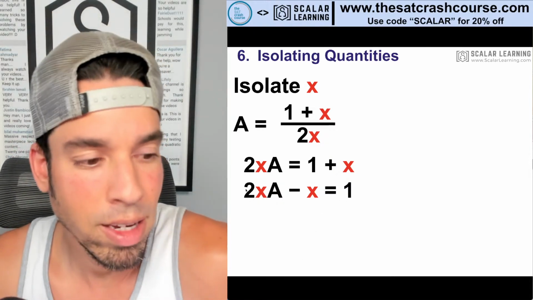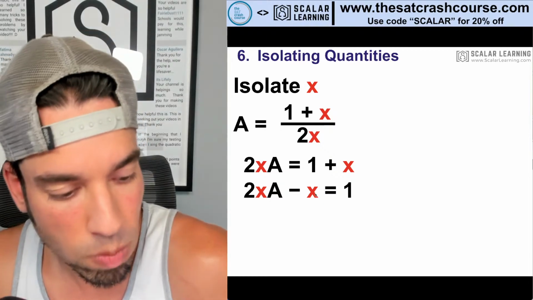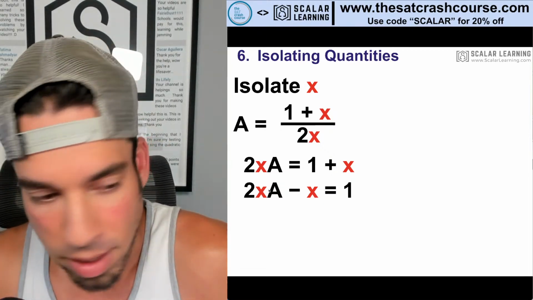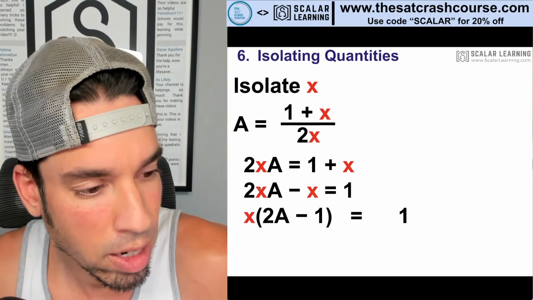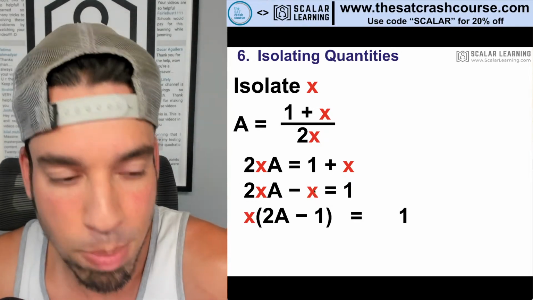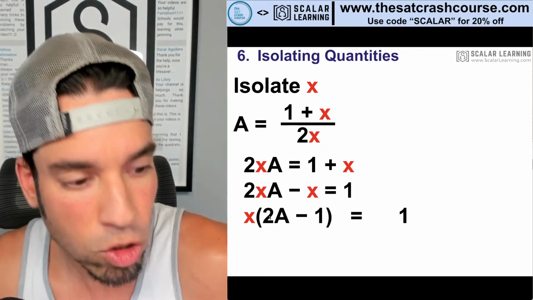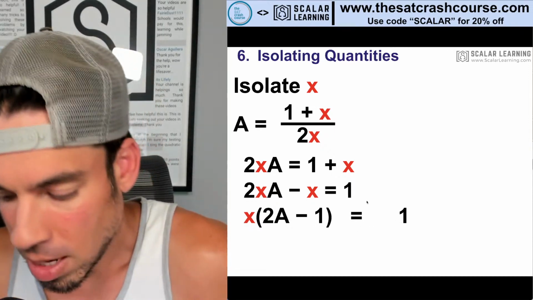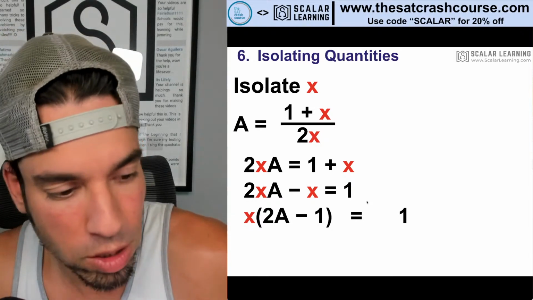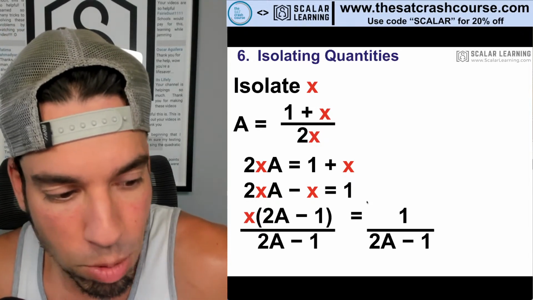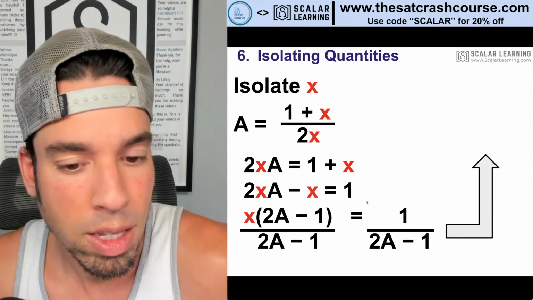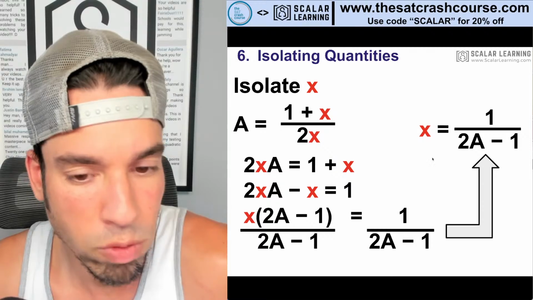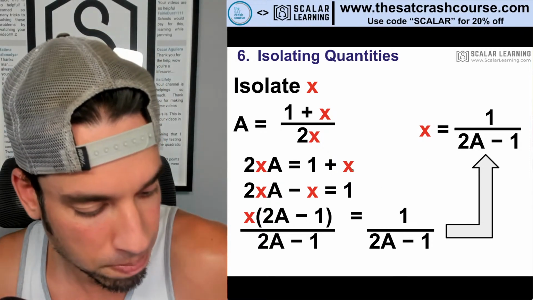So you might be like, well, I can't combine these, so I'm stuck anyway. That's true. But what you can do is you can factor. Okay? So I can factor out an x, and I've got 2a here. If I factor out an x or divide an x by x, I'm left with a 1. So I've got 2a minus 1 equals just that lonely 1 on the other side. Now to isolate x, I need to get rid of the 2a minus 1. So I'm going to divide both sides by 2a minus 1. And then I'm left with my final answer where x is correctly isolated as 1 over 2a minus 1. Boom, done.